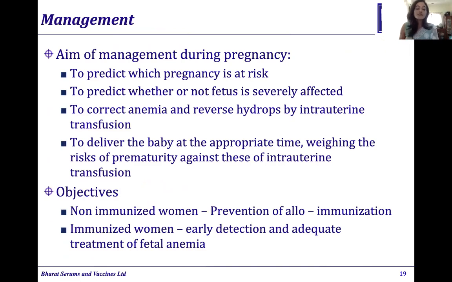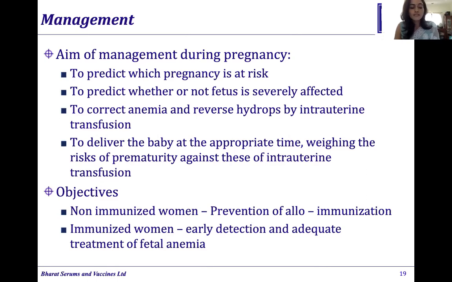As far as management is concerned, we look at which pregnancy is high risk, to prevent the fetus from being severely affected, to pick up the baby before severe anemia develops, and to correct anemia and reverse hydrops. Hydrops reverses once we do intrauterine transfusions, and to deliver the baby at an appropriate designated time, weighing the risks and consequences against the prematurity and the risk of intrauterine death.